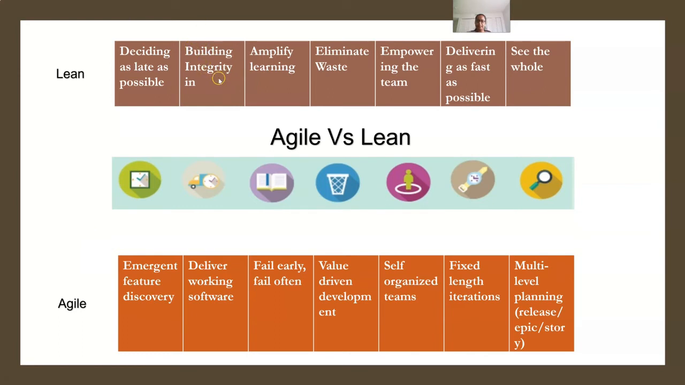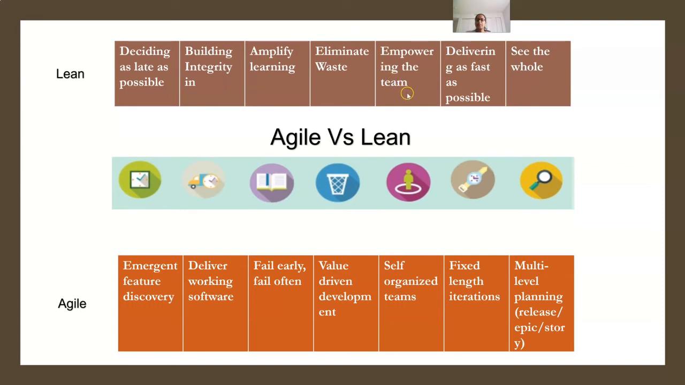Building the integrity in. This is delivering the working software. It is amplify learning, fail early and fail often. So that's what Agile says. The more we fail, the more we learn, and more often. So the lessons learned are much more effective in Agile. Eliminate waste, value-driven development in Agile.